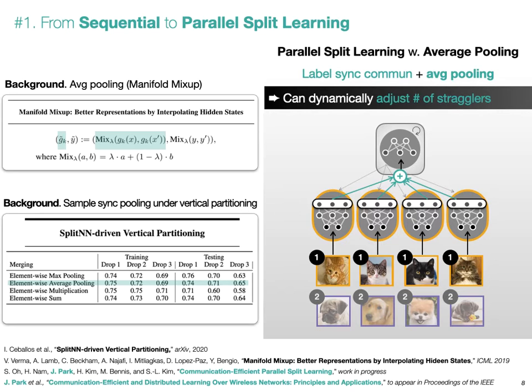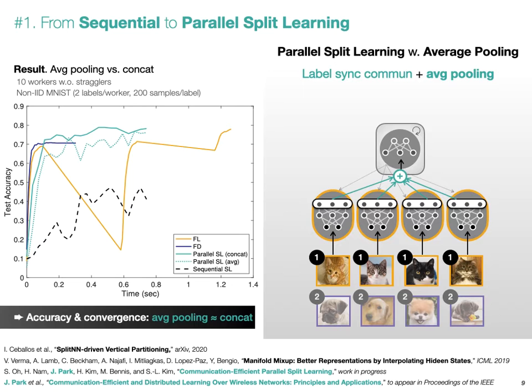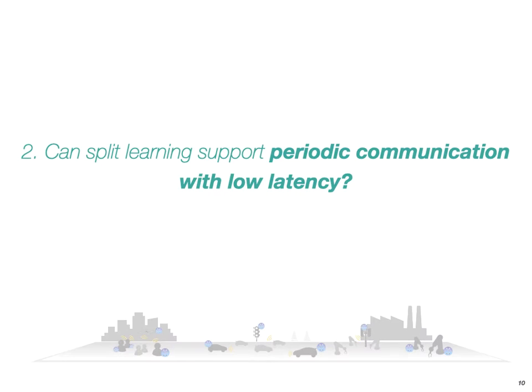Second, based on another work to be presented, as far as I remember, tomorrow, we know that average pooling is effective in vertical partitioning with sample synchronous pooling. We can test the same idea for our horizontal partitioning with label synchronous pooling. And here's the result. The accuracy and convergence speed of average pooling is as good as that of concatenation, as expected. In other words, pooling communication efficiency is a free lunch without compromising either accuracy or convergence.